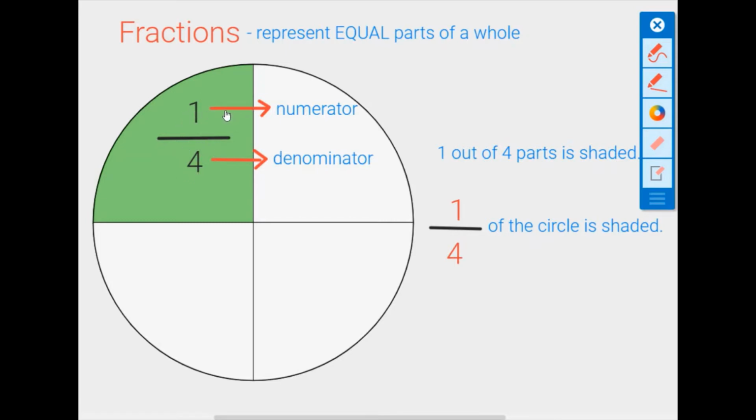The number on top is what we call the numerator. The numerator is the number of these slices that we have. In this case, we have 1 out of 4 parts of the circle. Therefore, we say this green portion right here is 1/4.